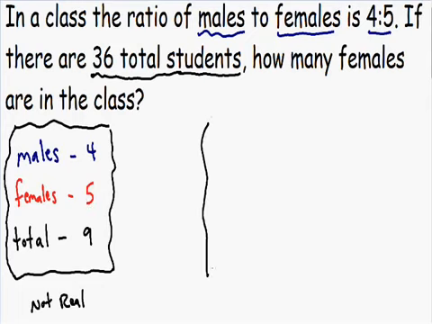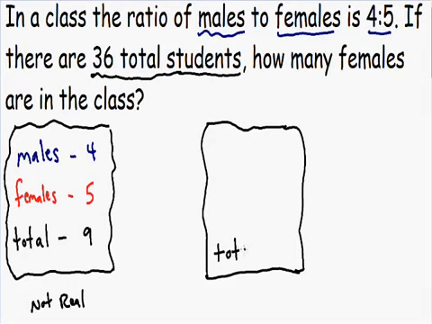So now let's make another box of the real number of students in the classroom. And we know that there is a total of 36 students. So we have a total of 36 students, and this is the real situation. So let's take a look at what just happened. Our total number before was 9, and we had to multiply that by 4 to get our real number of 36. So that means we need to multiply everything by 4 to keep the ratio the same.